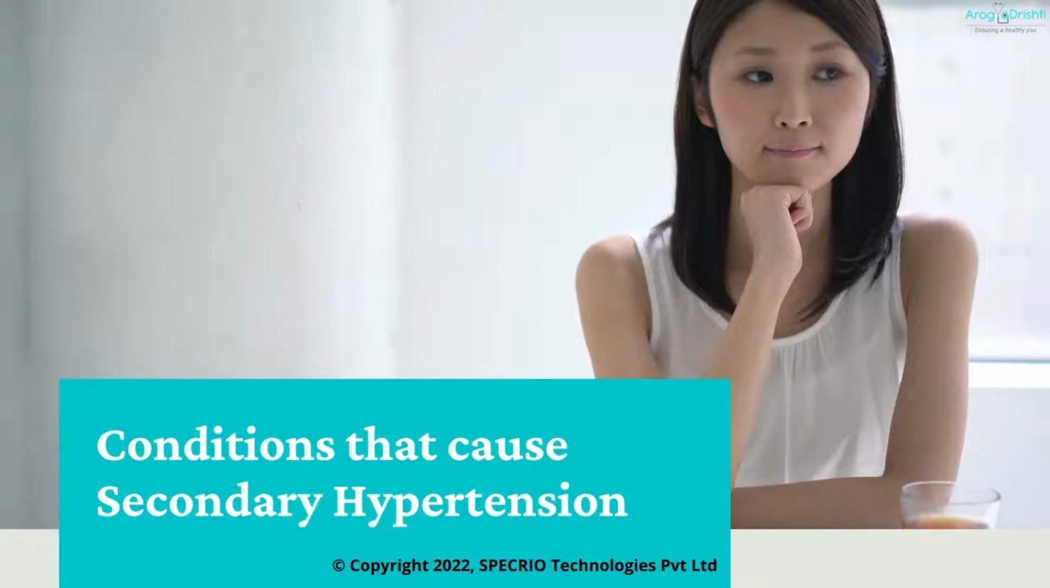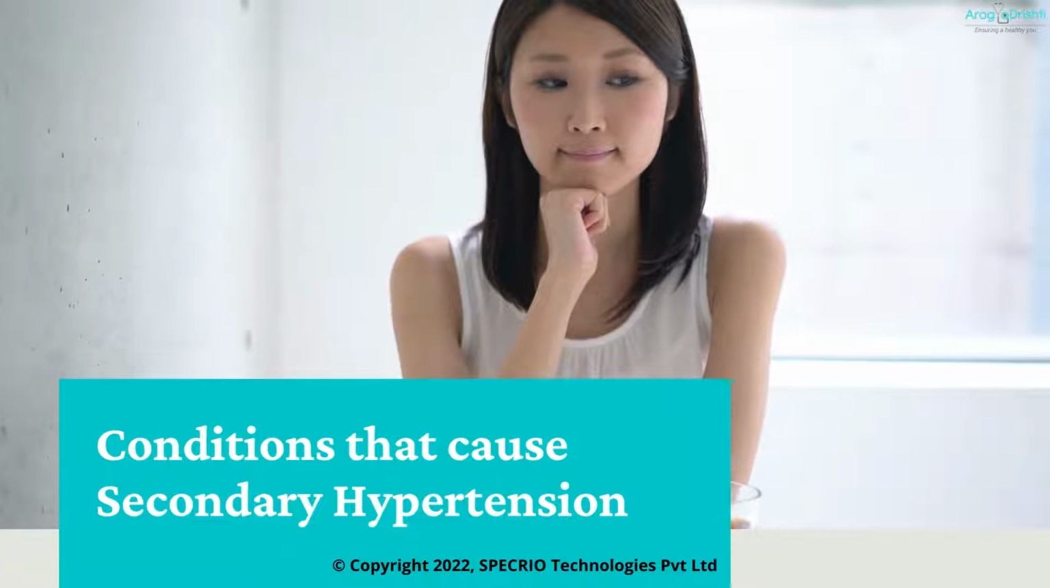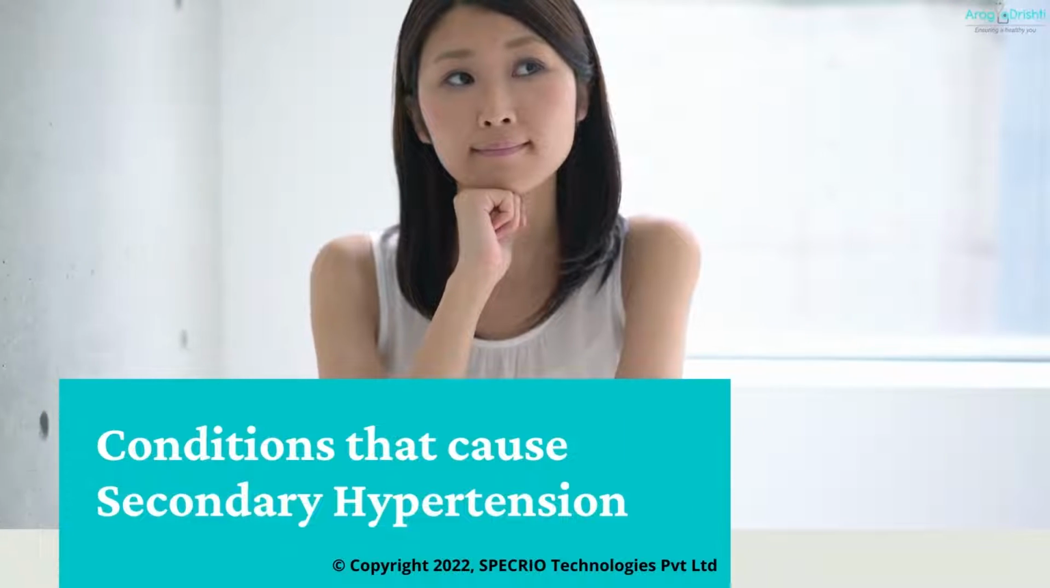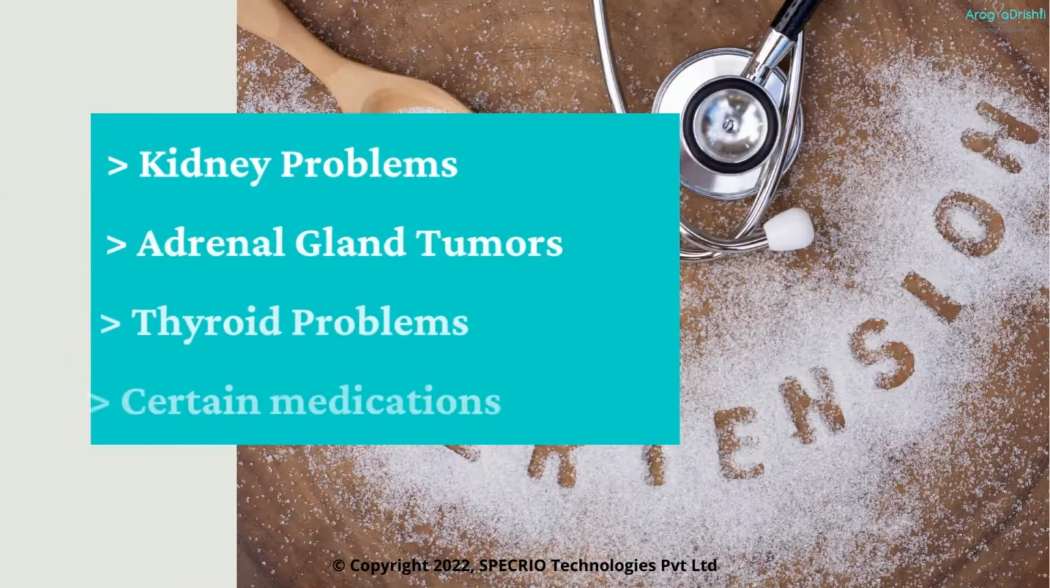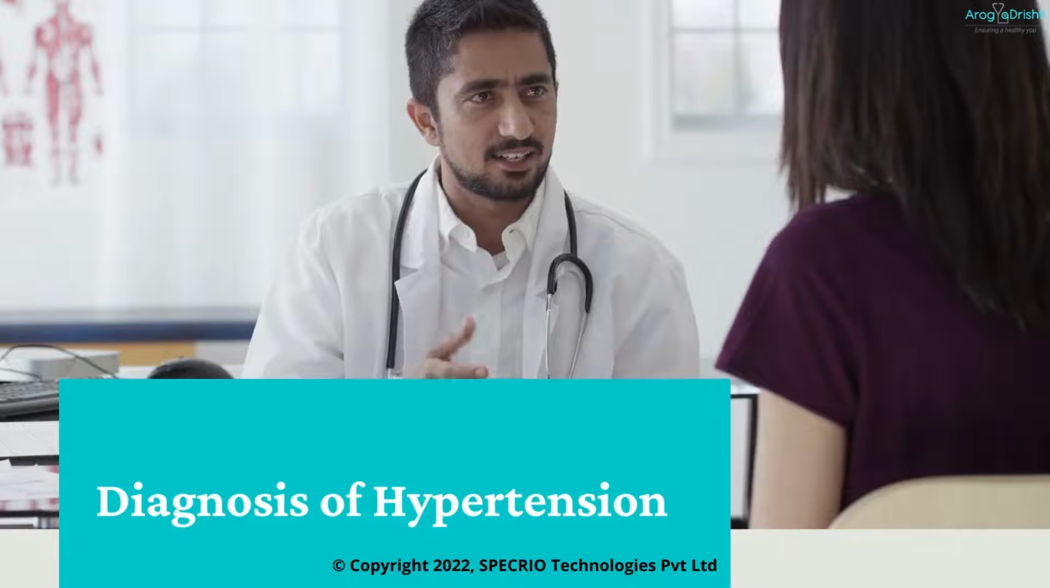Now, are you wondering what are the various conditions that can lead to secondary hypertension? These conditions may include kidney problems, adrenal gland tumors, thyroid problems, and certain medications like birth control pills, cold remedies, and even painkillers when taken in higher doses.